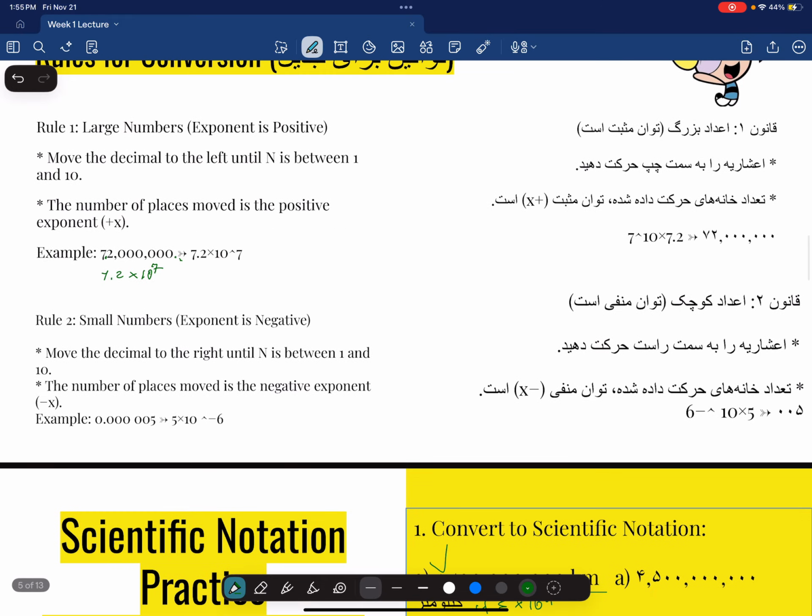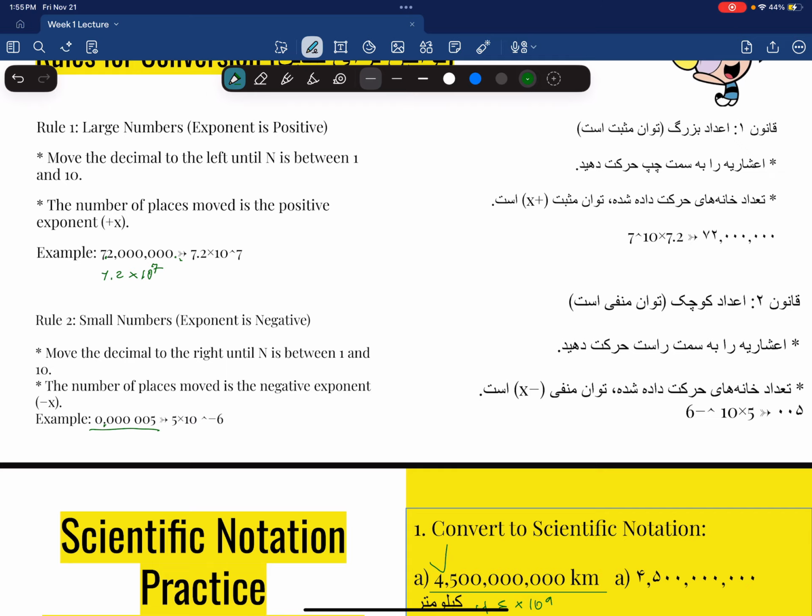If we look over here, for small numbers, we have this extremely tiny number, 0.00005. We start where the decimal place is. If it's not there, you know where the imaginary decimal is, and you're going to move it a certain number of places to the right.